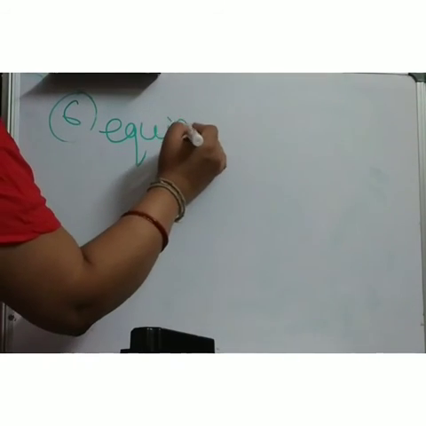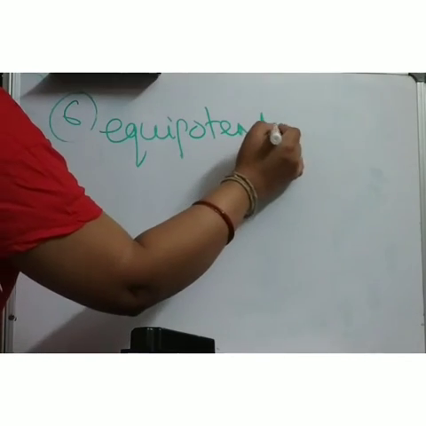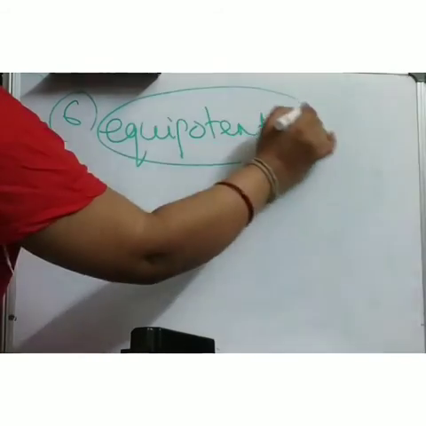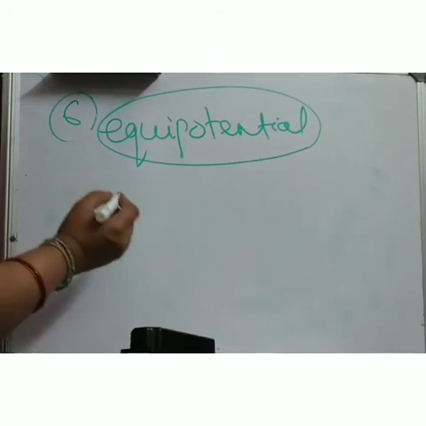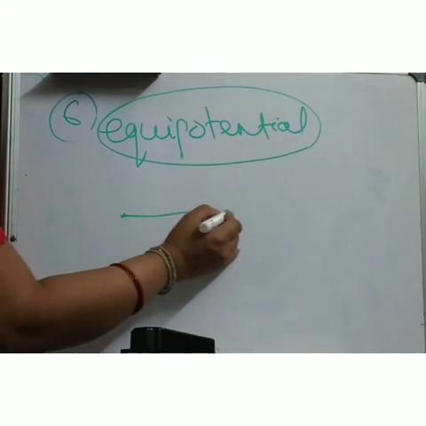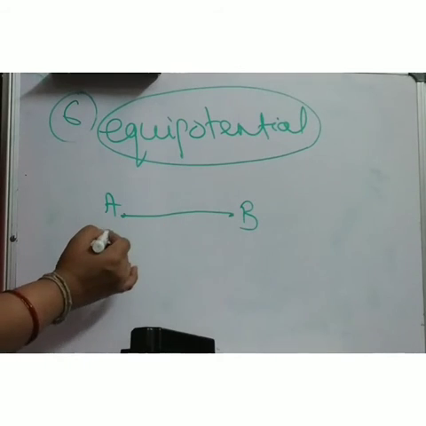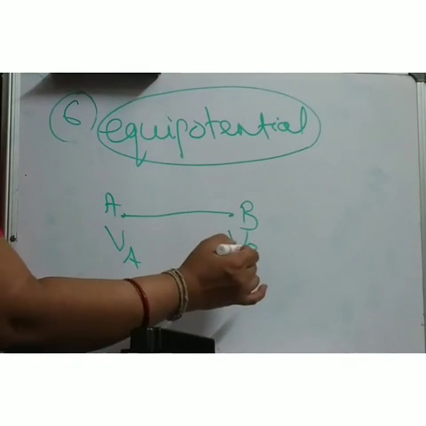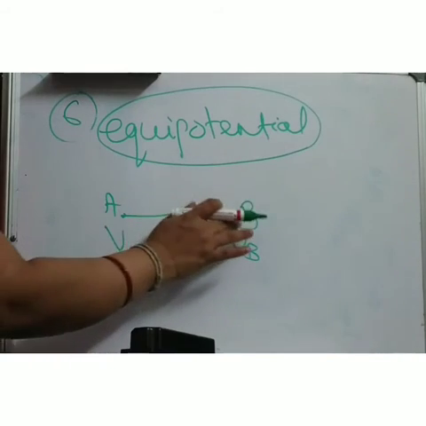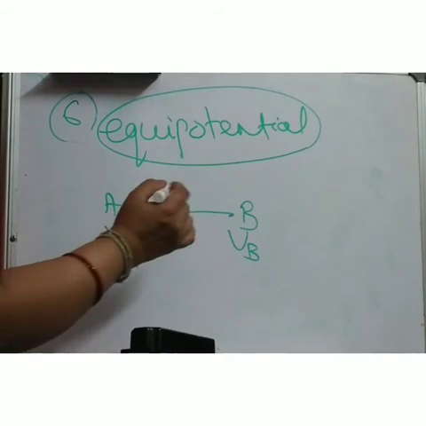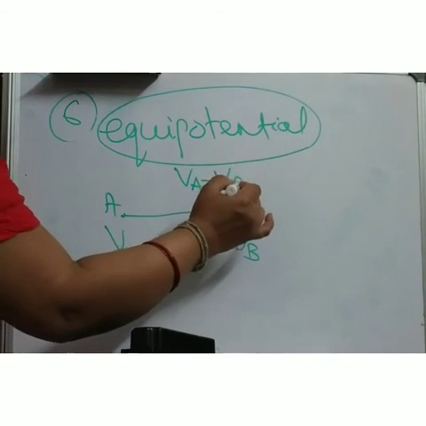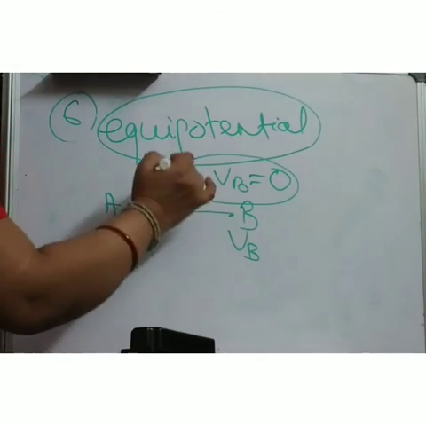What is an equipotential surface? It means everywhere the potential is the same. So if the potential is the same, then what is the potential difference? Suppose this is point A and this is point B. Here the potential is VA, here the potential is VB. Both potentials are the same, so VA minus VB is equal to 0. So your potential difference is 0.